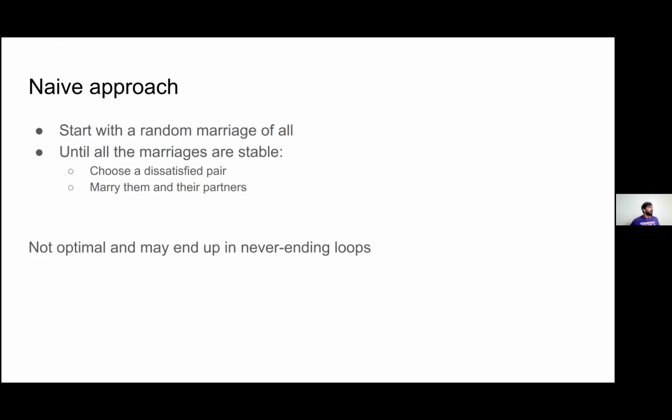Now, a naive approach would be to start with a random marriage of all the participants. And until all the marriages are stable, we choose a dissatisfied pair and marry them off, and their partners off, with the other potential partner. Note that this approach is not optimal, and this may end up in never-ending loops of people changing partners again and again. But this may find a stable matching at some point in the recursion.